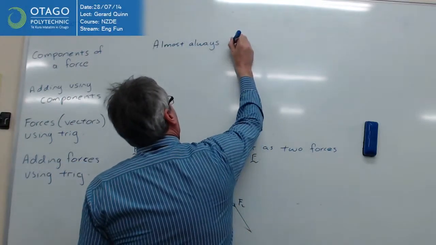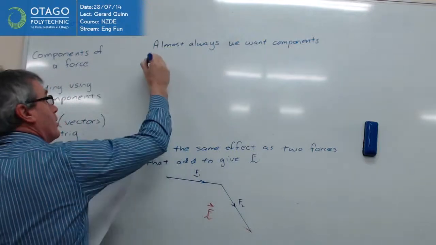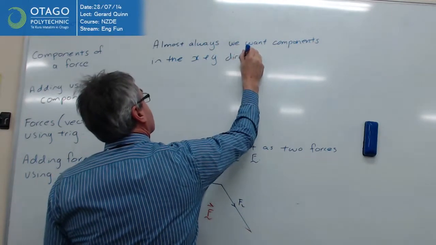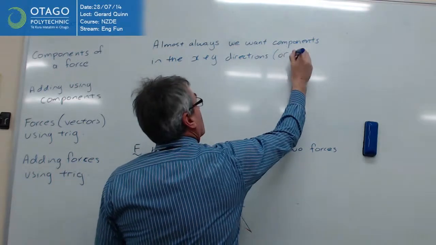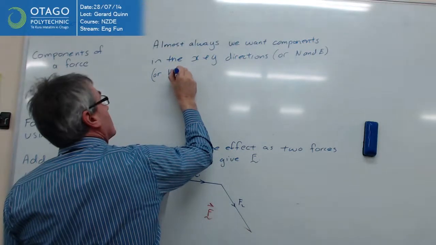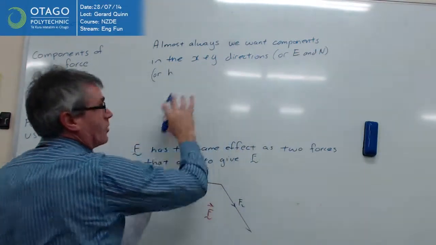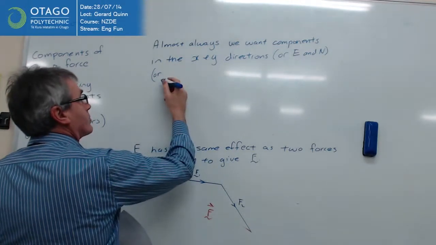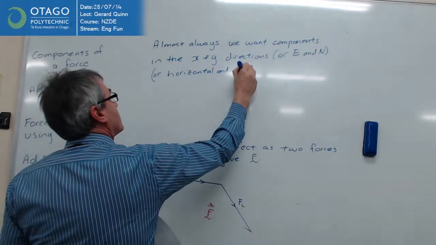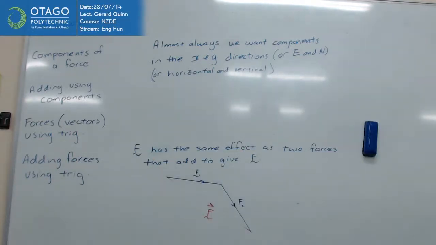Almost always we want components in the X and Y directions. Or north and east. Better be careful with my directions there. How about we go east and north? Just to be in line with how we normally draw X and Y. Or horizontal and vertical. So that's how you're going to be seeing it from now on.